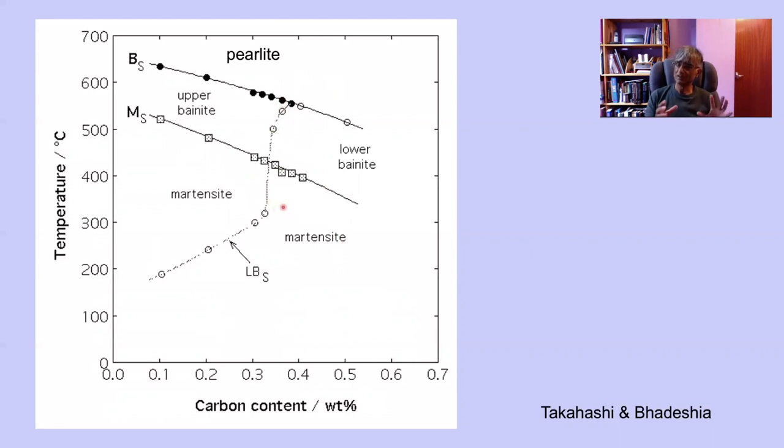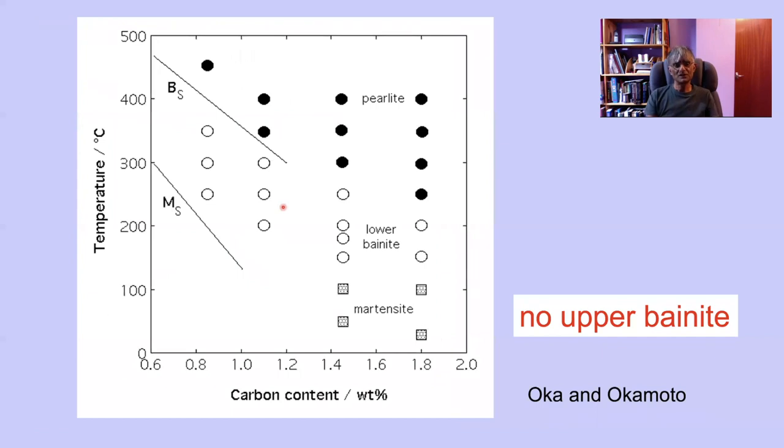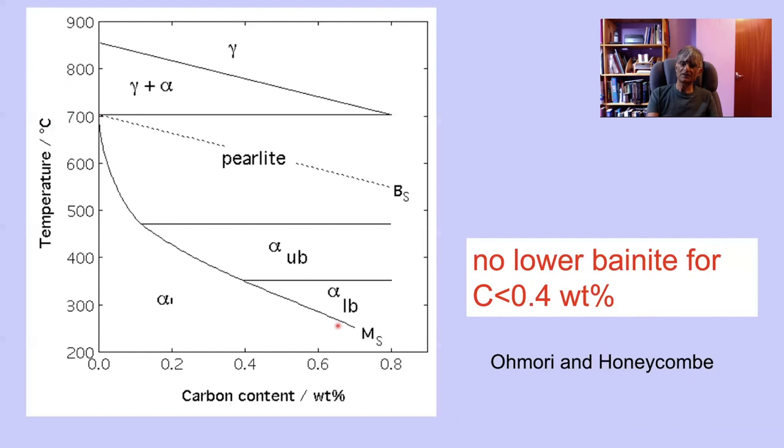and martensite. Now, when we did these calculations, this went completely against the grain of everything that was written, including in an early edition of my book with Honeycombe. So we delayed publishing this, but then searching through the literature, we came across these results. So these are high carbon iron carbon steels by Oka and Okamoto. And it shows very clearly that there is no upper bainite. You go directly from pearlite to lower bainite and then to martensite. Okay. And then Omori and Honeycombe had done some experiments back in the early 1970s, where you can see that for carbon concentrations less than about 0.4, you go from pearlite to upper bainite to martensite. There's no intervening region of lower bainite.